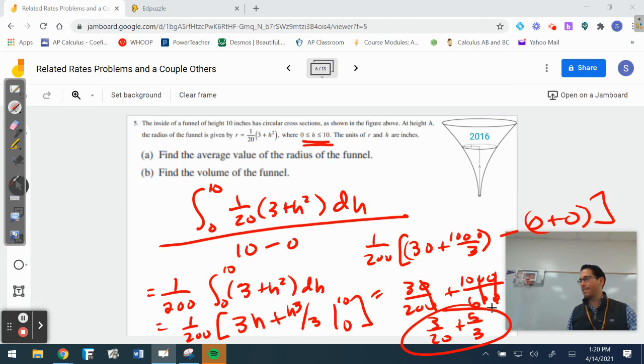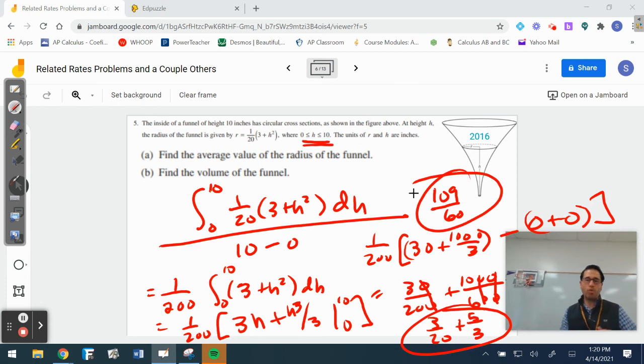You could do some common denominators. And if you are good to go, you've got to be good at some fractions there, right? But if you do it correctly, and my common denominator is 60, you get 109 over 60. Booyah, bang.